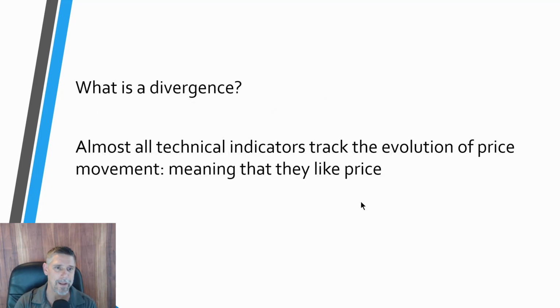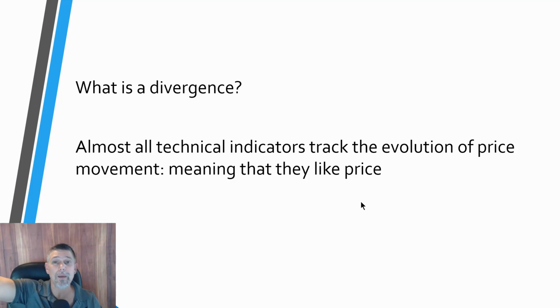So how do we spot them, right? So first of all, what is a divergence? Now, almost all technical indicators track the evolution of price movement, meaning that they like price. So an indicator, for example, its basic function, its technical function is to track price, right?